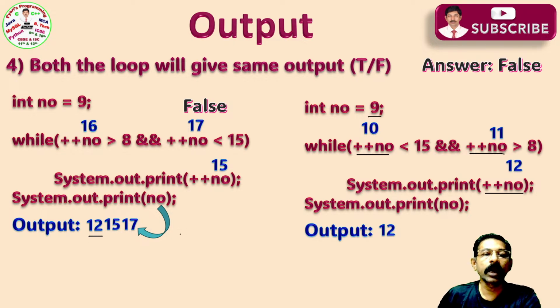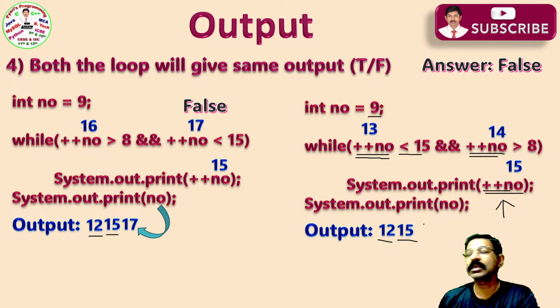Both are correct till now. After that, it will move up to n plus plus NO, which will make it 13. 13 is less than 15, condition true. This plus plus will make it 14. 14 greater than 8, condition true. It will come to this particular part, will make it 15. 15, because of this plus plus NO, 15 will display. So here we got 15. Till now both are same.